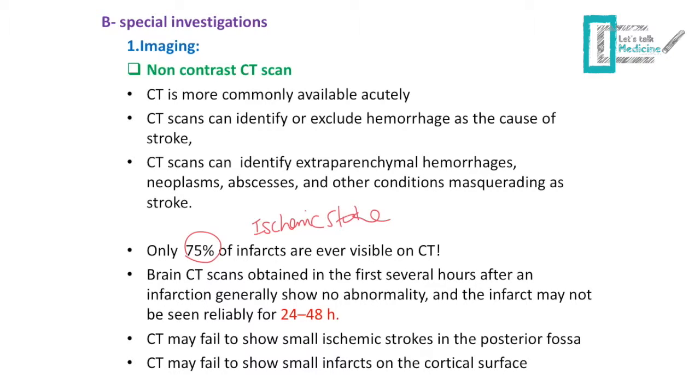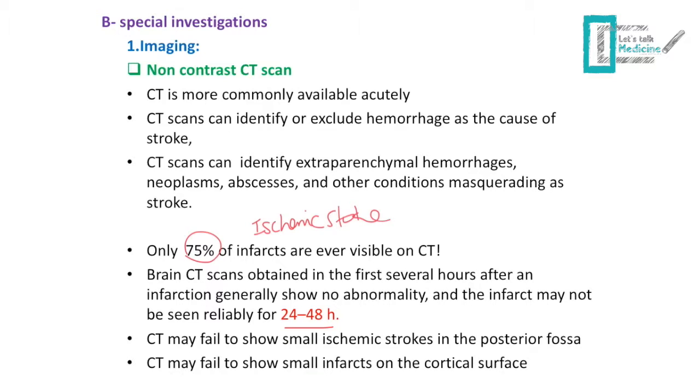So even if you take a CT of a patient presenting to you with symptoms of stroke and it was normal, you did not find any hemorrhage, you still do not exclude stroke, because although you can see hemorrhages really fast, ischemic strokes are not that visible. Sometimes they're not visible until 24 to 48 hours, so that's 1 to 2 days.